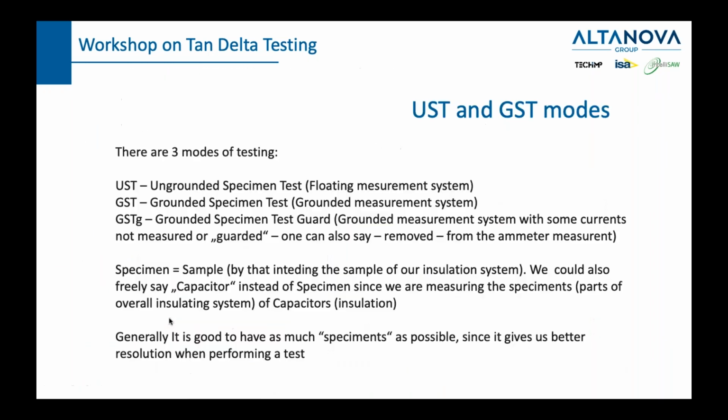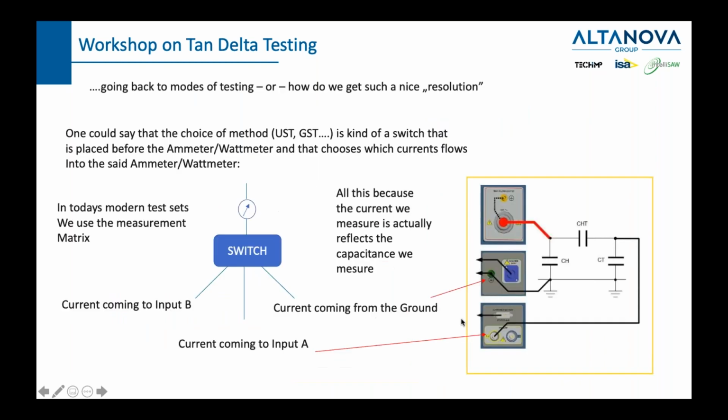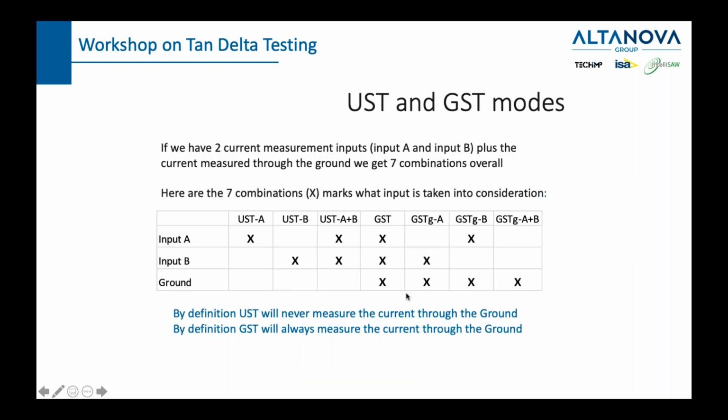So, by the way, if we have a transformer with primary, secondary, and tertiary, we will use A and B. A transformer which has only primary and secondary side doesn't need to use B. B is used when you have primary, secondary, and tertiary. And this is now a situation where we explain. So if we have two current inputs, A and B, and the current measurement through the ground, we get seven combinations.